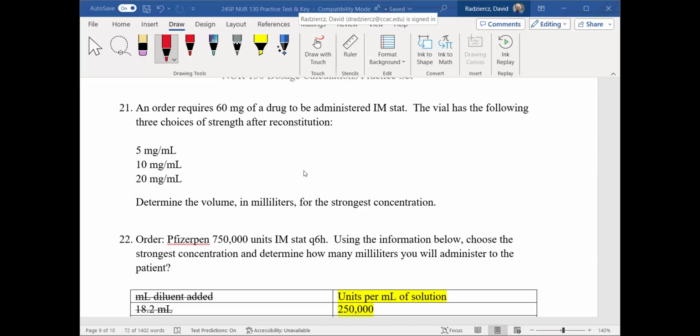Okay. So it says an order requires 60 milligrams of a drug. The vial has the following 3 choices of strength after reconstitution: 5 milligrams per milliliter, 10 milligrams per milliliter, 20 milligrams per milliliter. And it says, what volume would you administer to the patient in mL for the strongest concentration? So the first thing you need to know is, how do you calculate the strongest concentration? Well, the strongest concentration is the one that's going to have the most substance per volume.